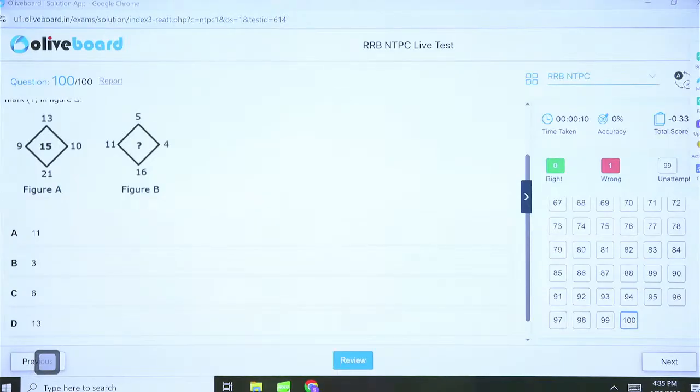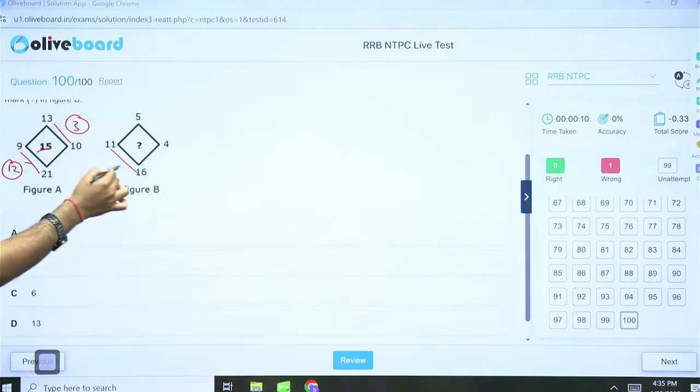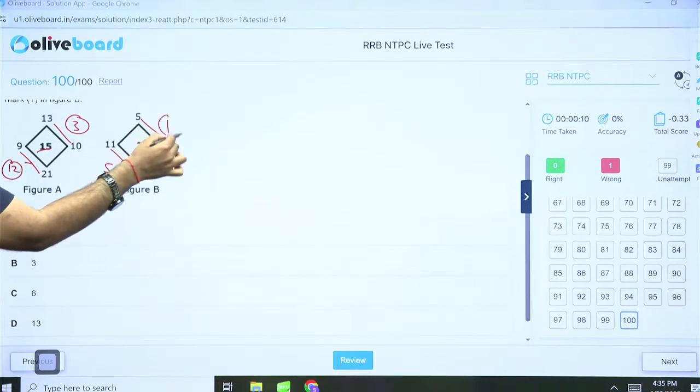18. No, that's not there. 3 and 12. So 5 and 1. 6. Yes, I think this is the logic. So subtract this here, you get 12. Subtract this here, you get 3. Add both of them, you get 15. Subtract this here, you get 5. Subtract this here, you get 1. Add both of them, you get 6.